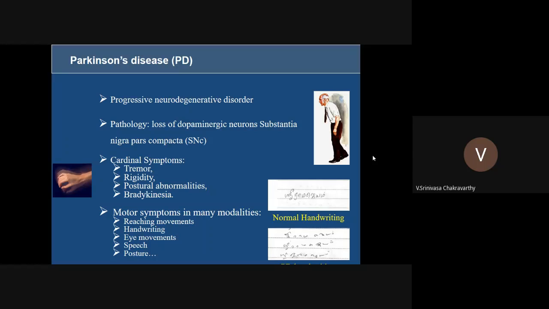But like I said, damage to basal ganglia can manifest as impairment in all four major domains. Even cognition is affected. In fact, not only bradykinesia, these patients also have bradyphrenia, that is slowness of thought. So it affects cognition pretty deeply. And if you look at motor functions alone, they have problems in reaching, in handwriting, in eye movements, speech, and posture, etc.